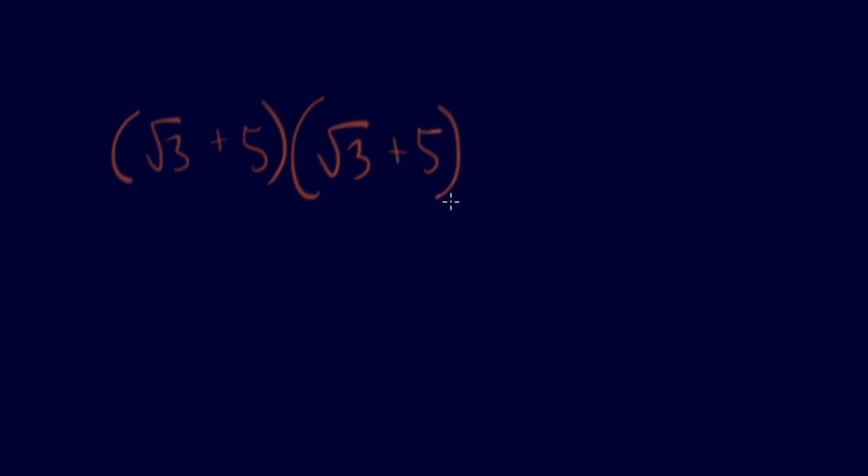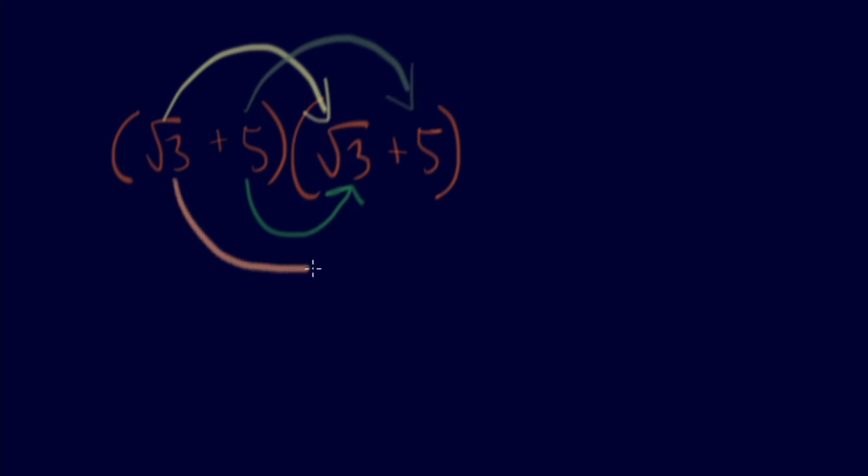Well, again, we're doing the square root of 3 plus 5 and we're multiplying it by itself. So the square root of 3 plus 5. And we're going to use FOIL, so that means the first things multiply together. You guys know how to do that. The second things multiply together. We also have the last things multiply. And which other ones have to multiply? The outside things have to multiply. So let's just go and do that.